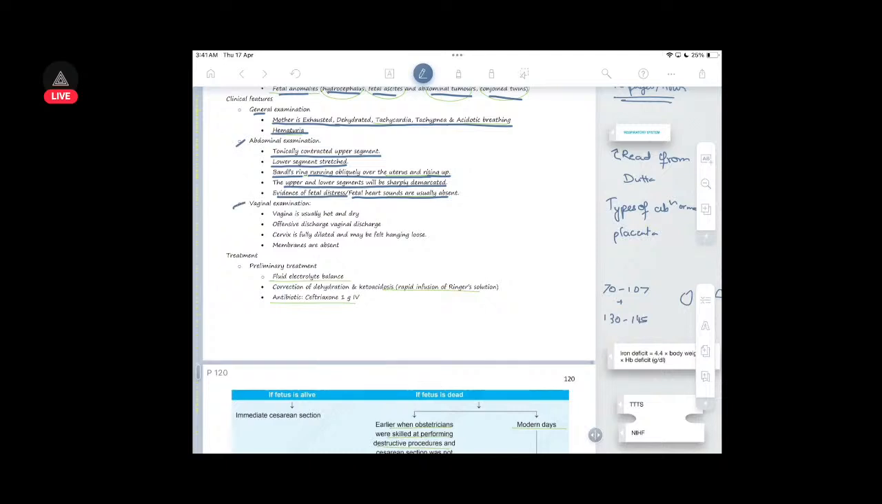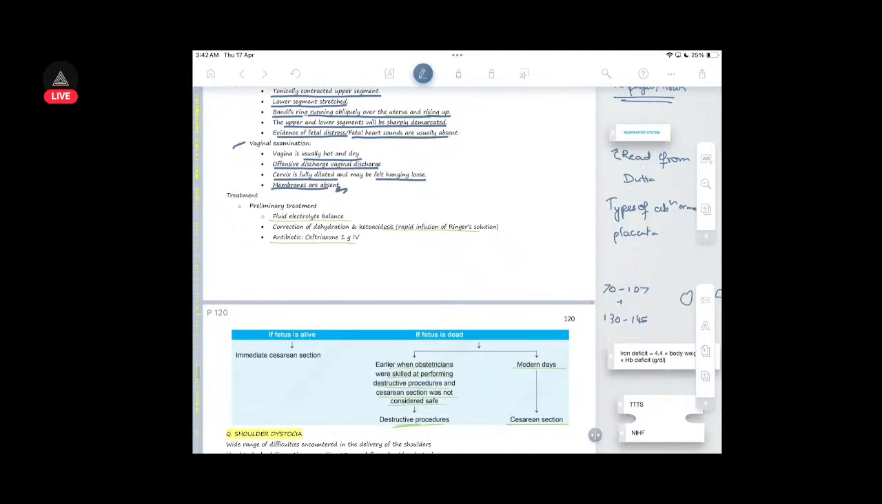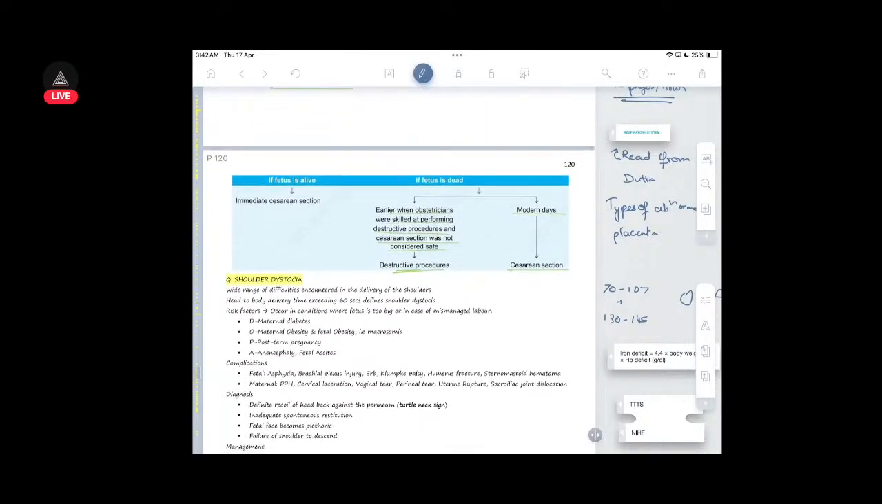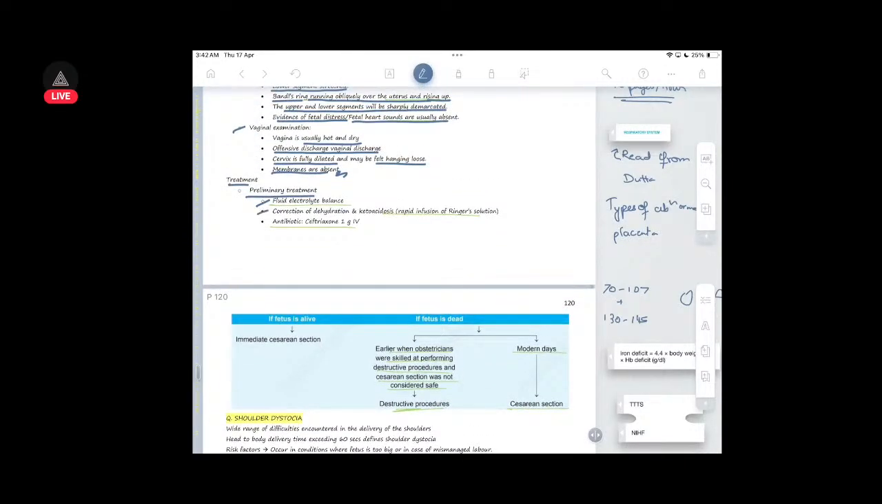Okay, vaginal examination. Vagina is usually hot and dry, and offensive vaginal discharge will be there. The cervix is fully dilated, may be felt hanging loose, and membranes are ruptured. Okay, treatment: you have preliminary treatment, which is fluid and electrolyte balance you have to maintain, and correction of dehydration and ketoacidosis. All of them should be corrected.